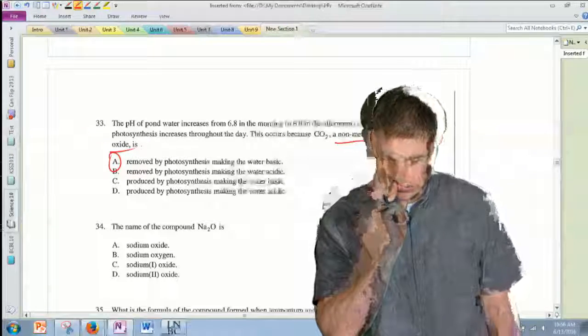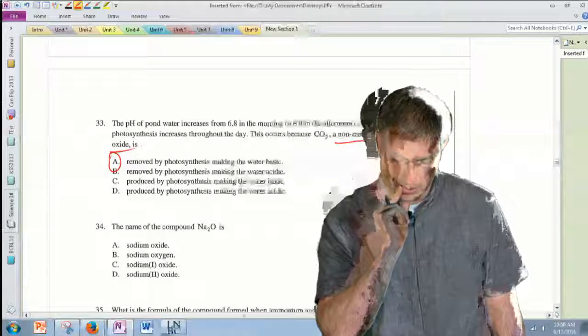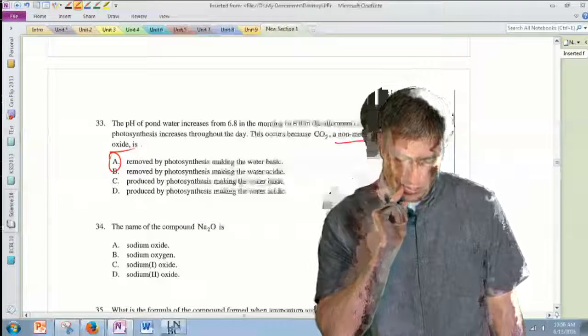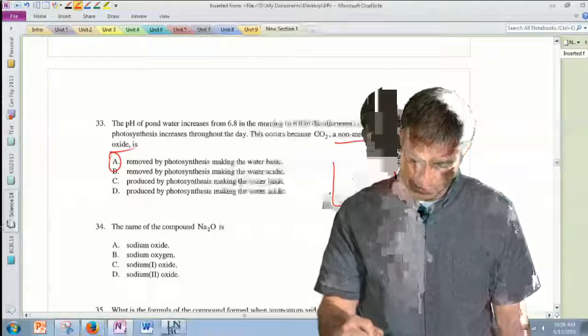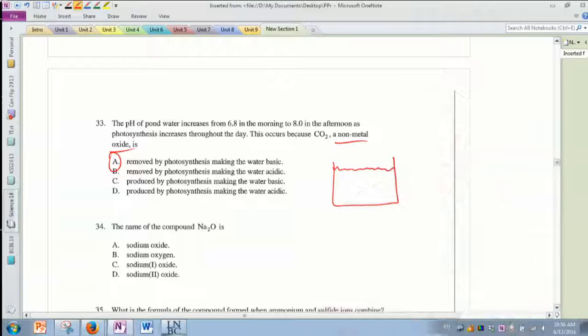Trying to wrap my head around this again. It's been a while since I saw this one. This happens to be CO2. So we have our little aquarium, and the amount of CO2, I would guess we were talking about increasing the amount.